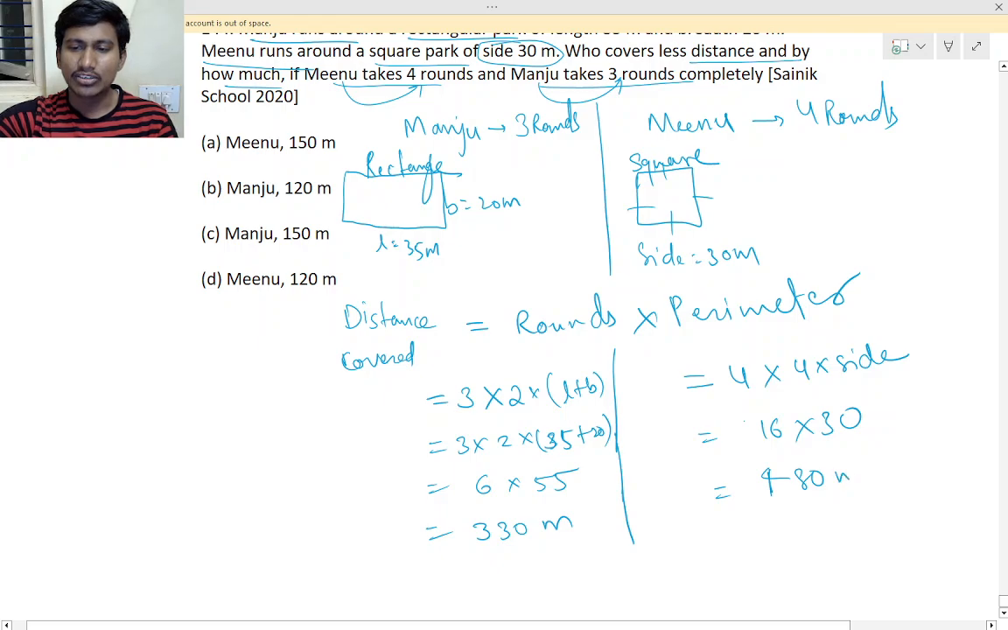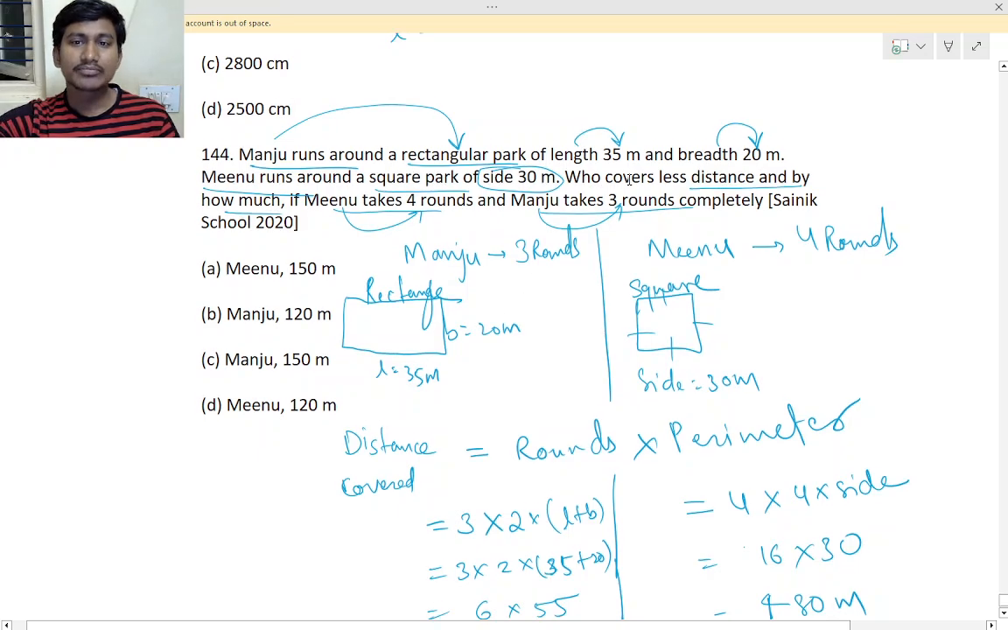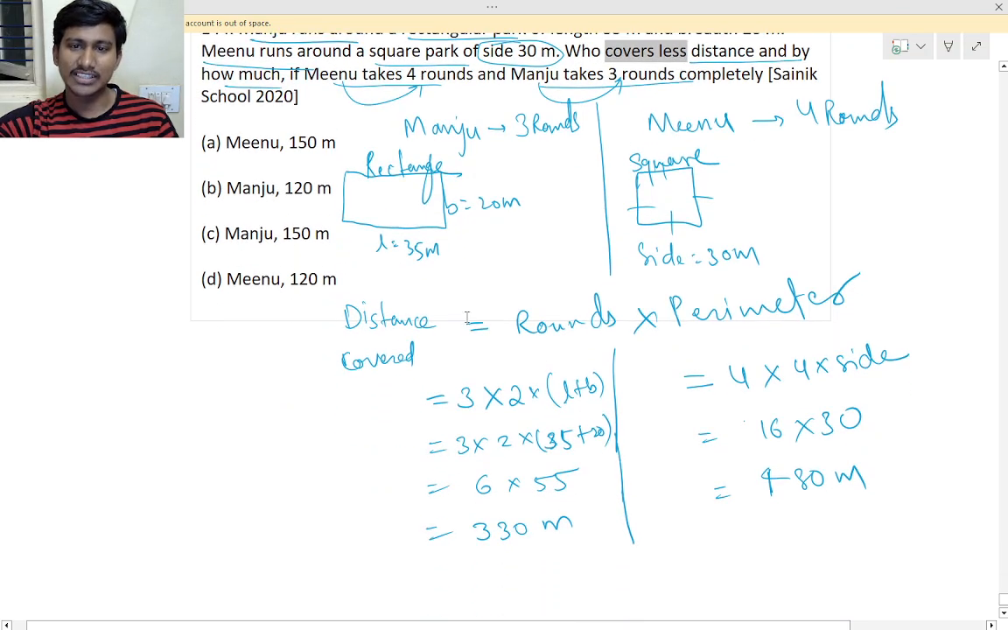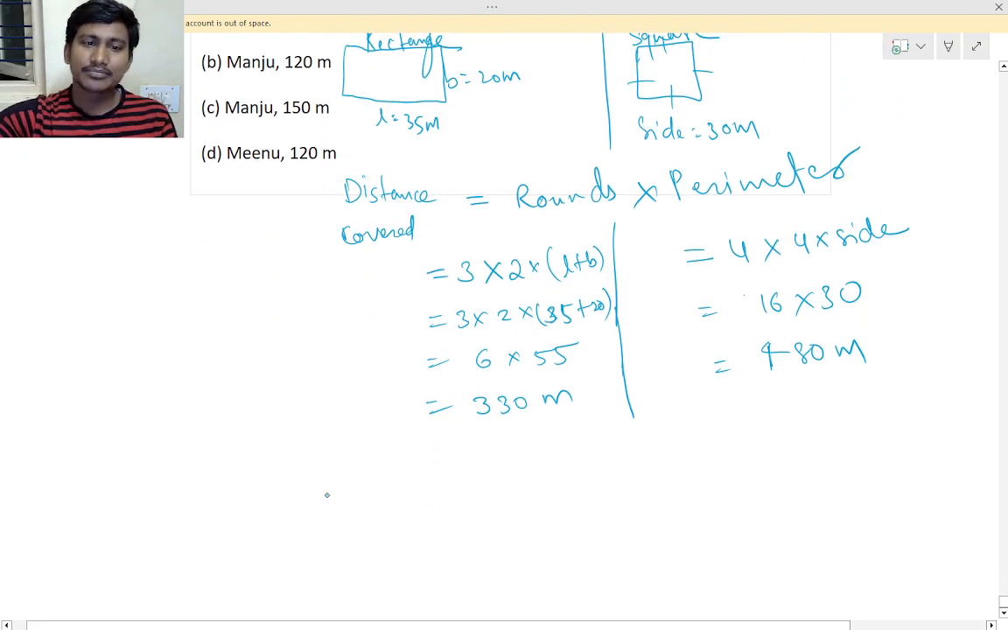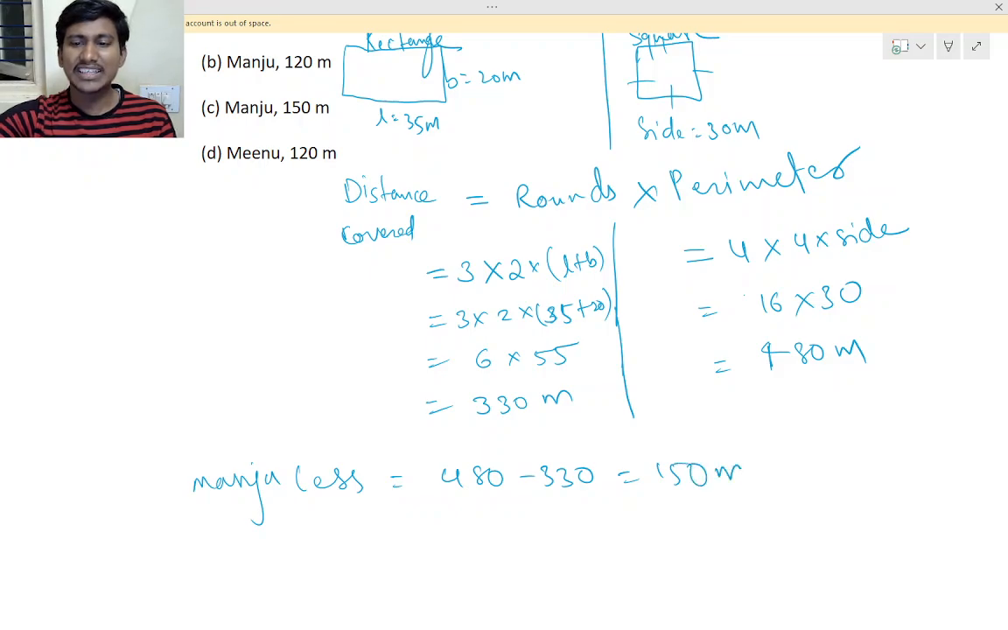Who covered more? Meenu covered more and Manju covered less. They are asking who covers less: Manju covers less, that is 330. So Manju is the answer. How much less? 480 minus 330 gives 150 meter less. So the answer is option C here.